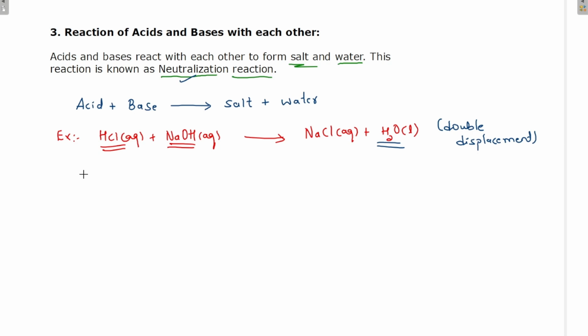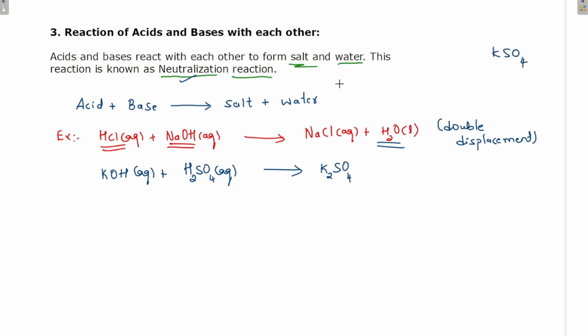Again, you can give many other examples also. Base potassium hydroxide reacts with acid sulfuric acid to form. You can guess the products here. As I said, there is exchange of ions between these two reactants. K plus will combine with SO4 2 minus, that is sulfate ion, to form K2SO4.